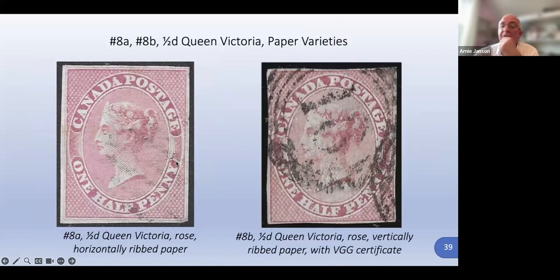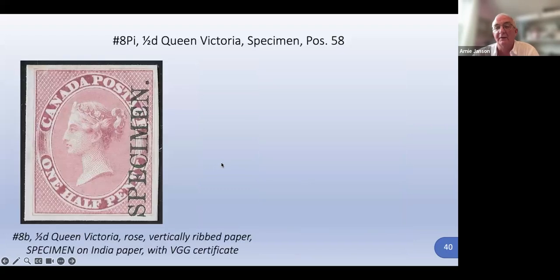Number 8A, which is different paper varieties. This is on horizontally ribbed paper, and this is on vertically ribbed paper. So that's within the varieties spectrum, looking at the different ribs on the paper. They're noticeable. You can see them in the back. Hard to tell on cover.